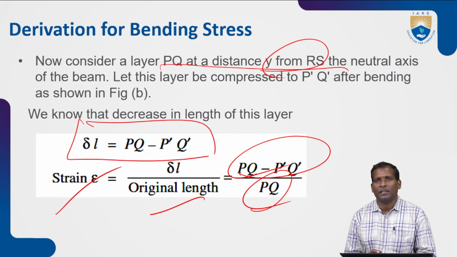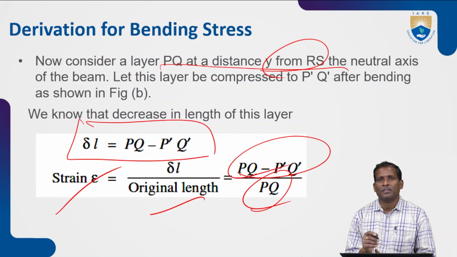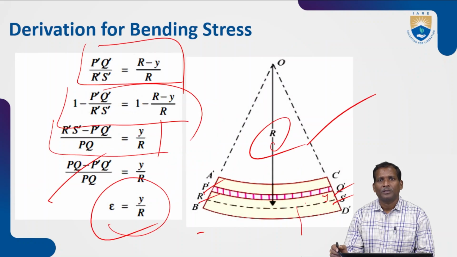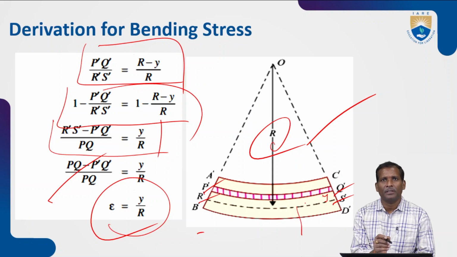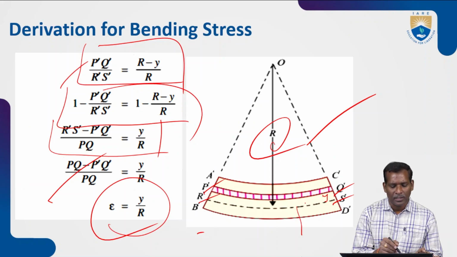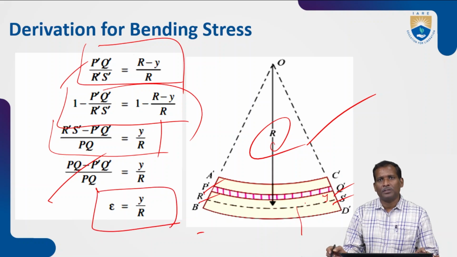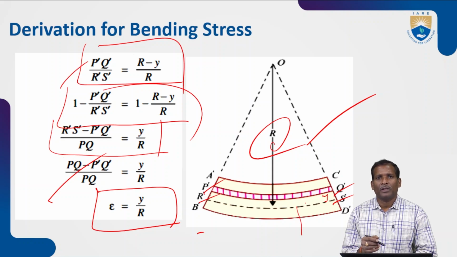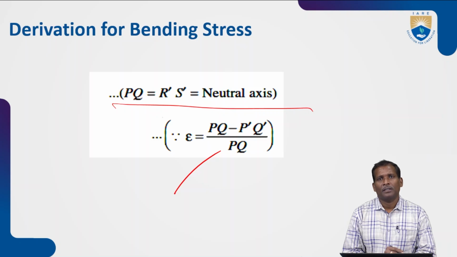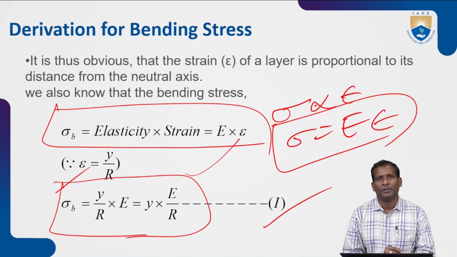Writing the equation, delta L, the decrease in length of the layer, is PQ minus P dash Q dash, and you calculate strain as delta L by original length, the change in length by original length. According to the diagram, I have derived P dash Q dash by R dash S dash is equal to (R minus y) by R. Simplifying this equation, finally we got strain is equal to y by R. So the change in length is y and the original length is R. PQ is equal to R dash S dash, the neutral axis, and according to the assumptions taken, the stress is directly proportional to strain. It follows Hooke's law.